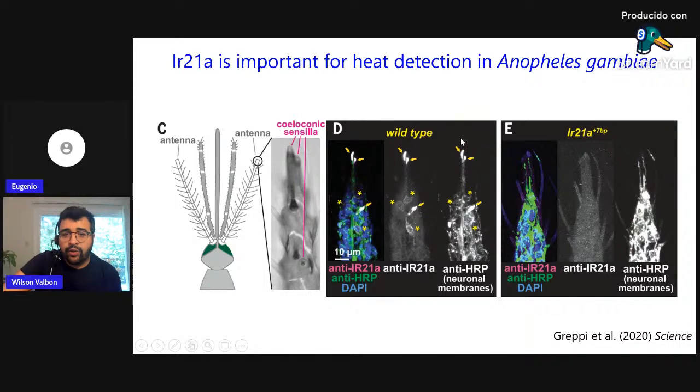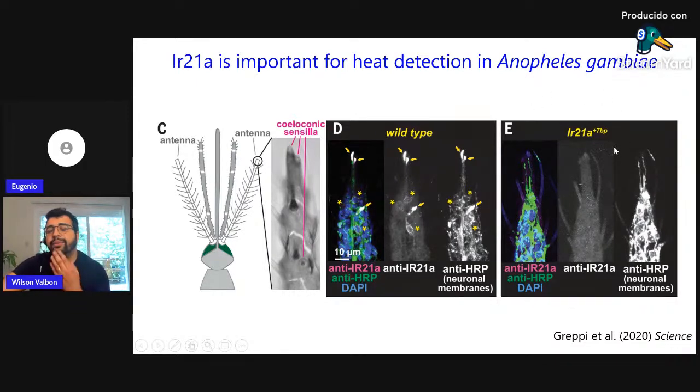And here you can see the wild type, these receptors expressed in the very end of these neurons, in the dendrites of those neurons. And here, in this axis here is the body. Let's see this central image here. These asterisks here are the cell body, and here the arrows are where the receptors are expressed. Okay, and here just the control.